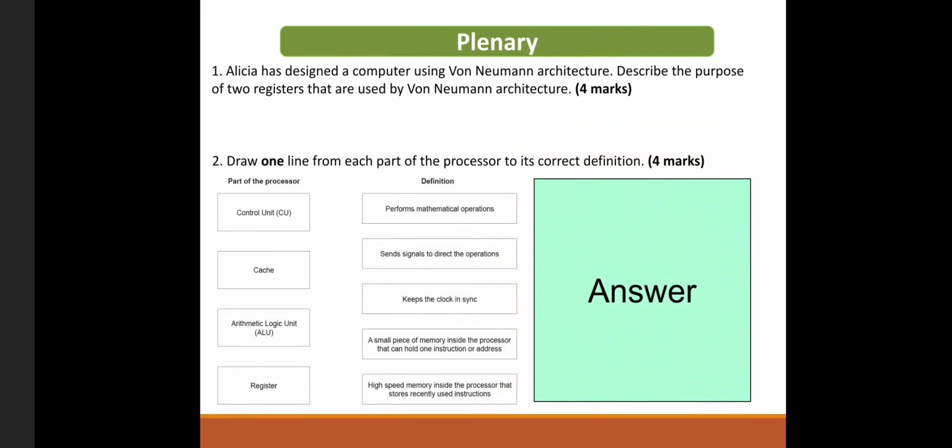Here is a simple activity for your exit ticket. You're going to tell me what the control unit is used for, what the cache is used for, what the arithmetic logic unit is used for, and what the registers are used for based on what I just said. Please provide me with your answers in the comment section.